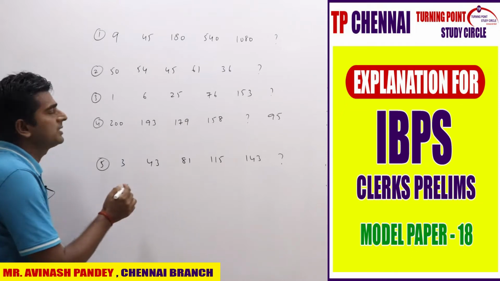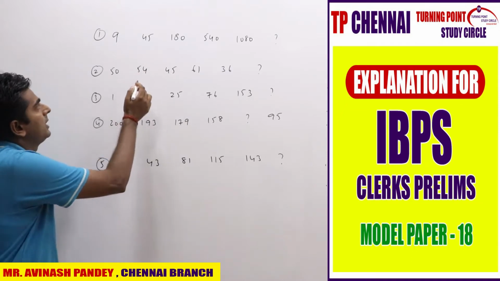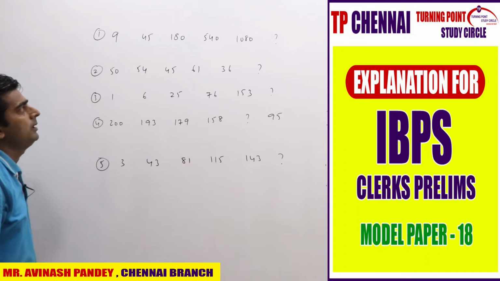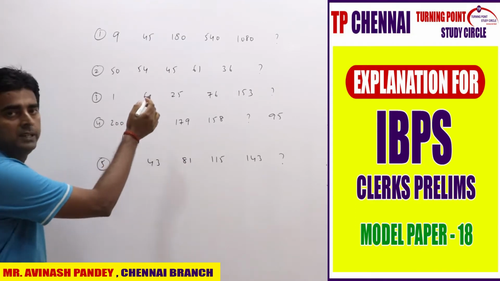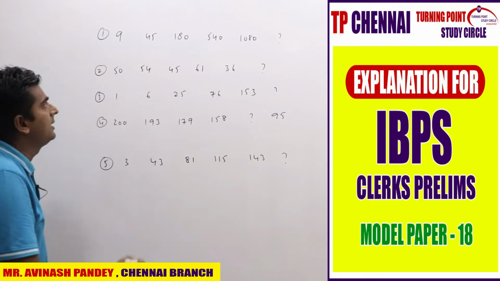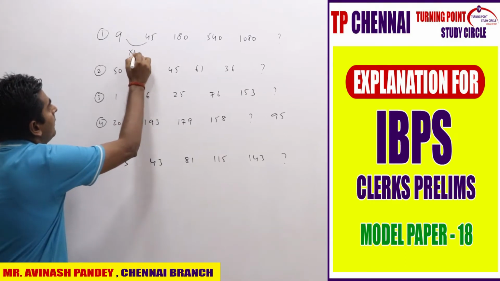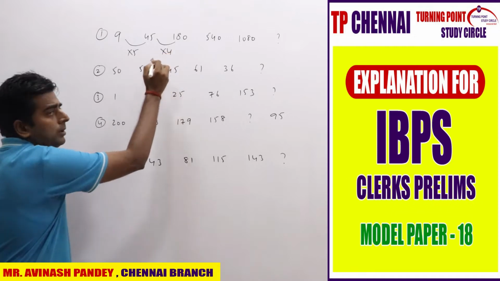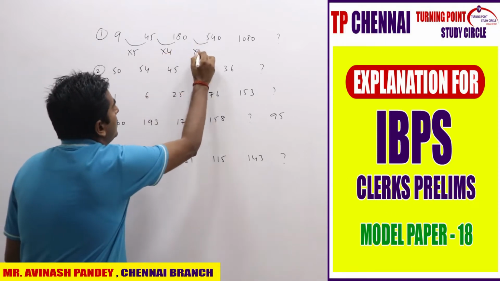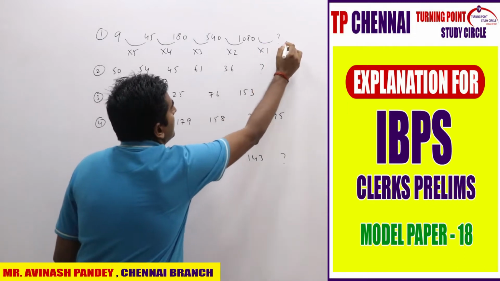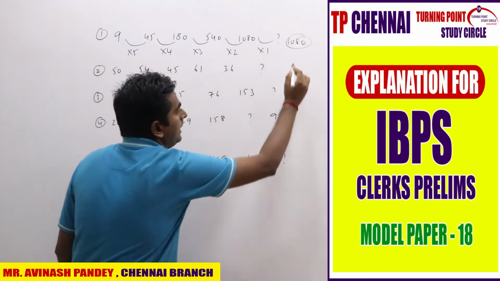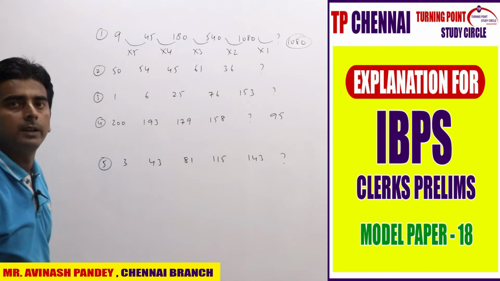When you see the first question here: 9, 45, 180, 540, 1080 and question mark. When you see the pattern, the series is increasing drastically. It is into 5, into 4, into 3, into 2, and then into 1. So what is my answer? 1080. My answer is 1080.